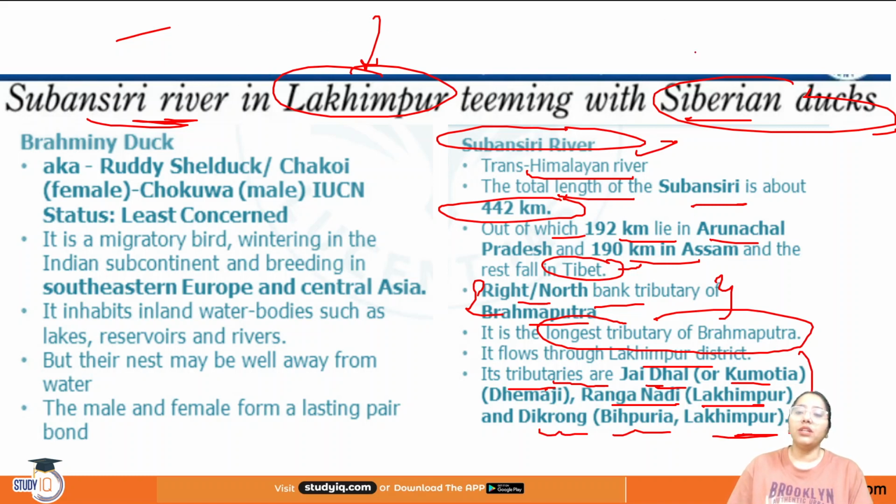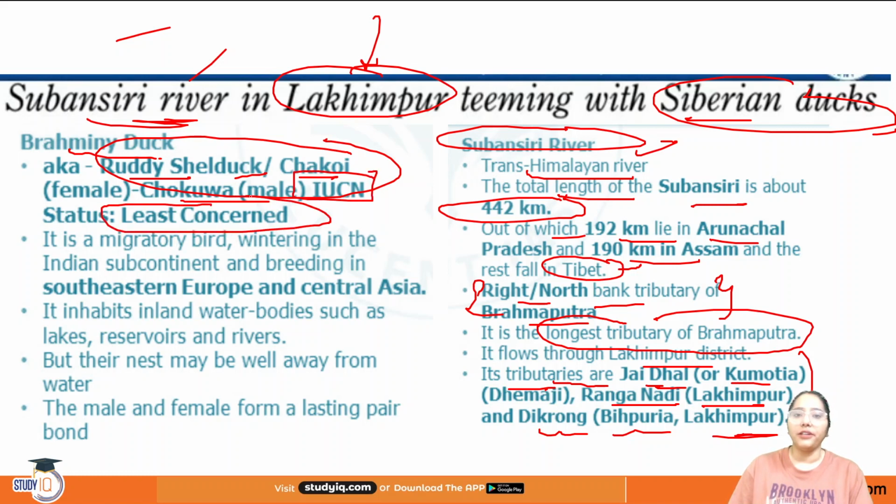Now let's talk about the Siberian ducks. Siberian ducks are also known as Brahmini duck. Ruddy shelduck, Chakoi, Chakuwa, these are some of the other names of Siberian ducks. What is the IUCN status of Siberian ducks? It is the least concern.